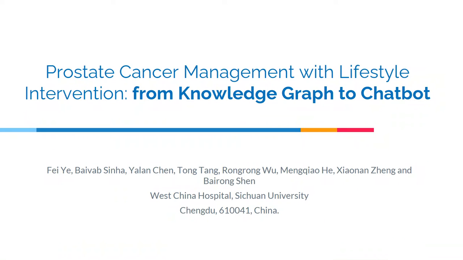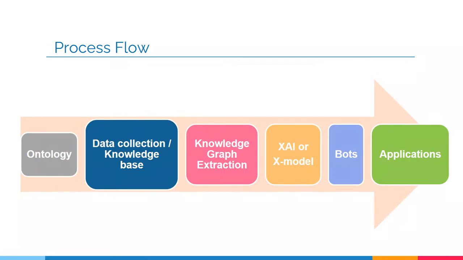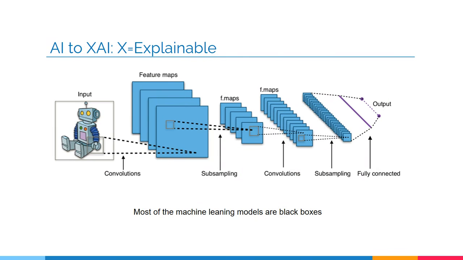Hello, today we are talking about our paper, Prostate Cancer Management with Lifestyle Intervention from Knowledge Graph to Chatbot. Here is the basic process flow. First, we have the ontology, then we have the data collection from which we make the knowledge base. After that, we do the knowledge graph extraction. Then we have different XAI or X models, resulting in the bots, which finally leads to the application.